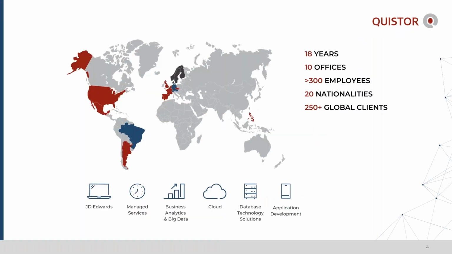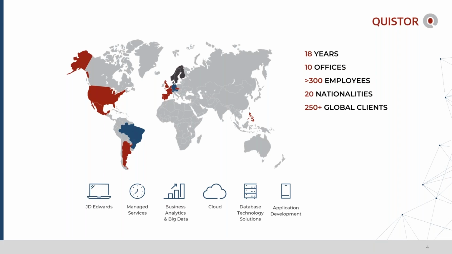Short introduction of Quistor for the ones that don't know us. We are one of the bigger JD Edwards and Oracle related companies. We have a presence in the United States, with our office in Los Angeles. We are in Brazil, Argentina, Europe. Our head office is in Europe, in the Netherlands in this case. One of our biggest offices is in Spain, and we are in the Philippines. So this is our global footprint.